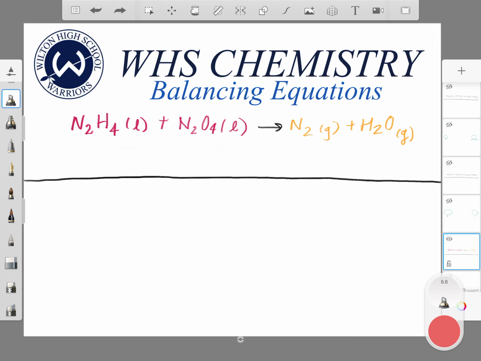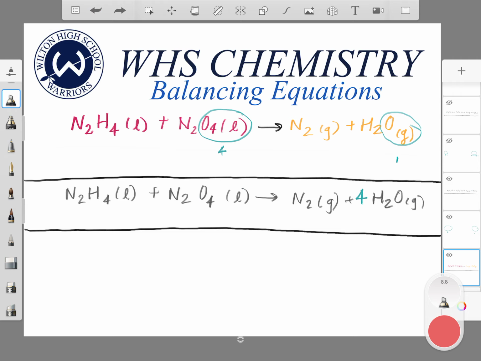So that being said, let's start working with the oxygen first. We can see that on the reactant side there are 4 oxygens, as indicated by the subscript, and on the product side there's only 1 oxygen. So we need that 4 and 1 to both be the same number. We need the product side to have 4 oxygens, so we do this by changing the coefficient in front of H2O.